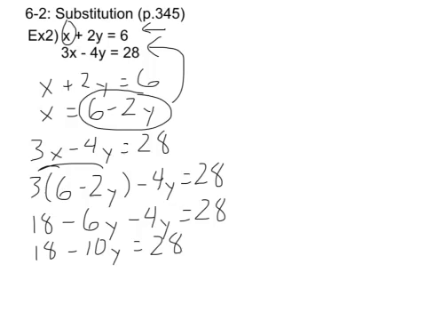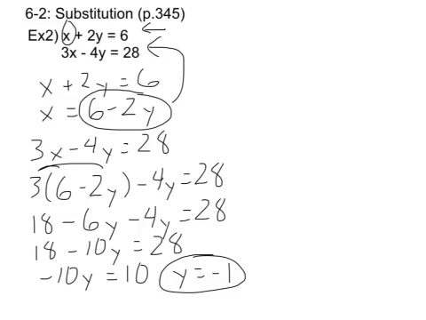And then that changes to, let's see, I need to get rid of the 18, so I subtract 18 from both sides to get negative 10y equals, subtract 18, I get 10. And now I divide by negative 10 to get y by itself equals negative 1. Boy, that was kind of a long way to get there, but you know what? Now that I've found out that y is negative 1, I can plug it back in right here, and I can find my value for x.